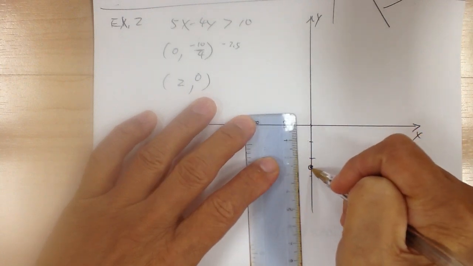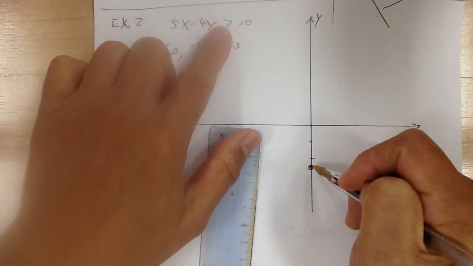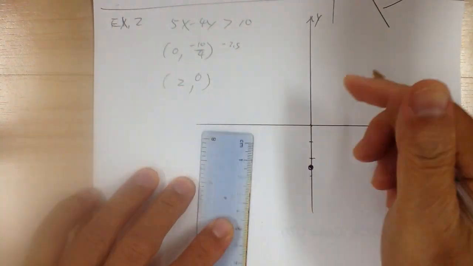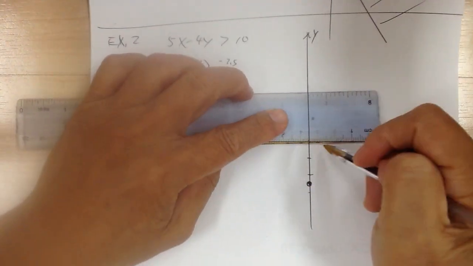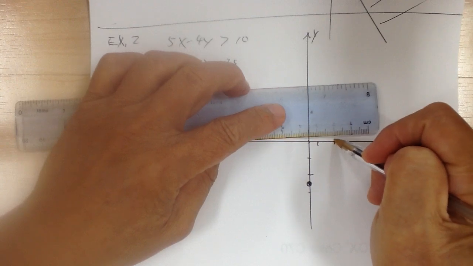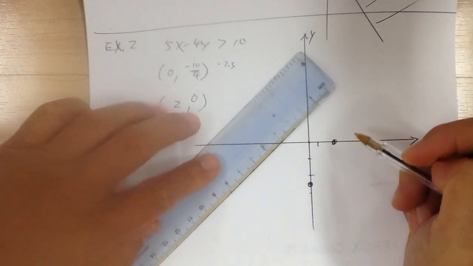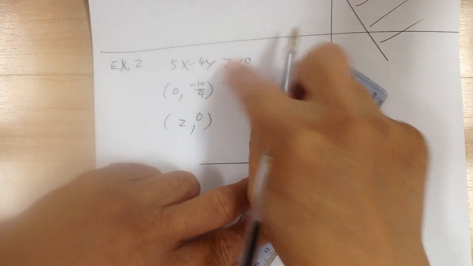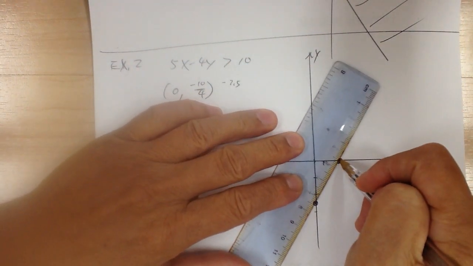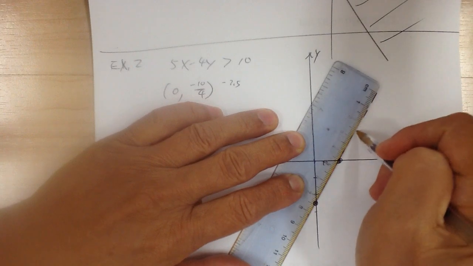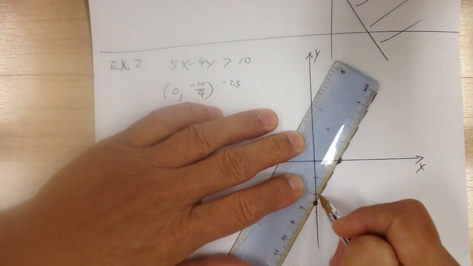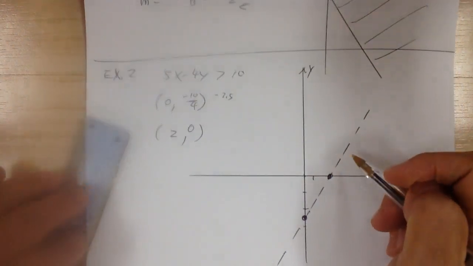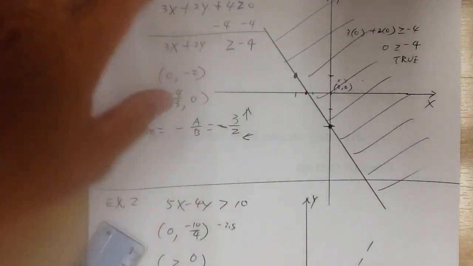And it's going to be an open circle, because there's no equal. And then you're going to have 2, comma 0. Because this doesn't have an equal, this would be open, and so it would be a dashed line. So again, this is the dashed line, this is a solid line.